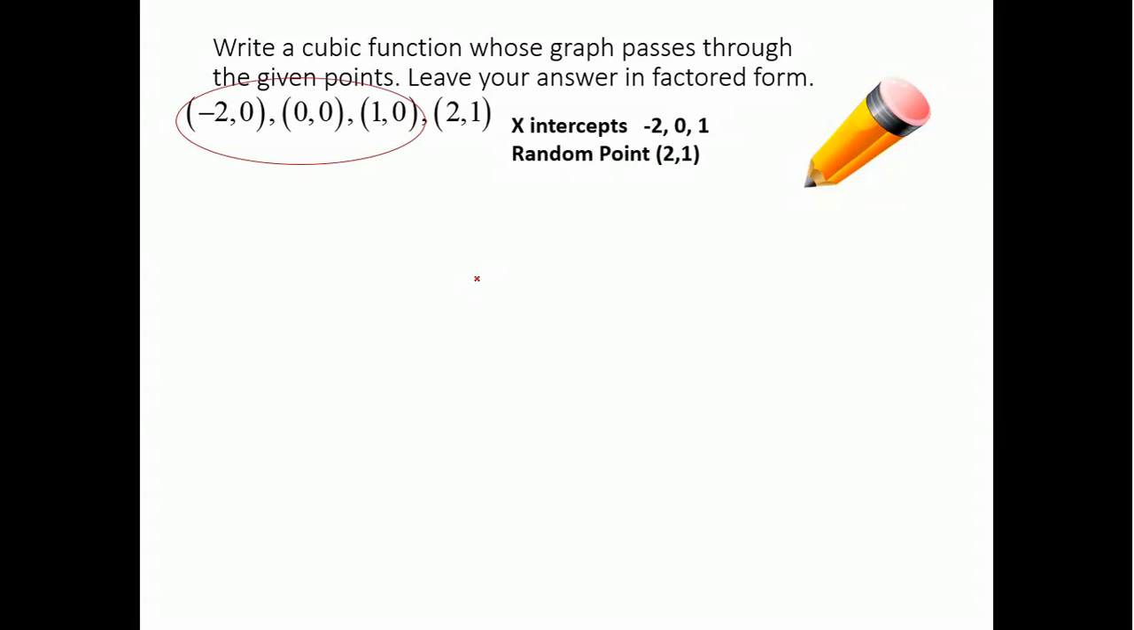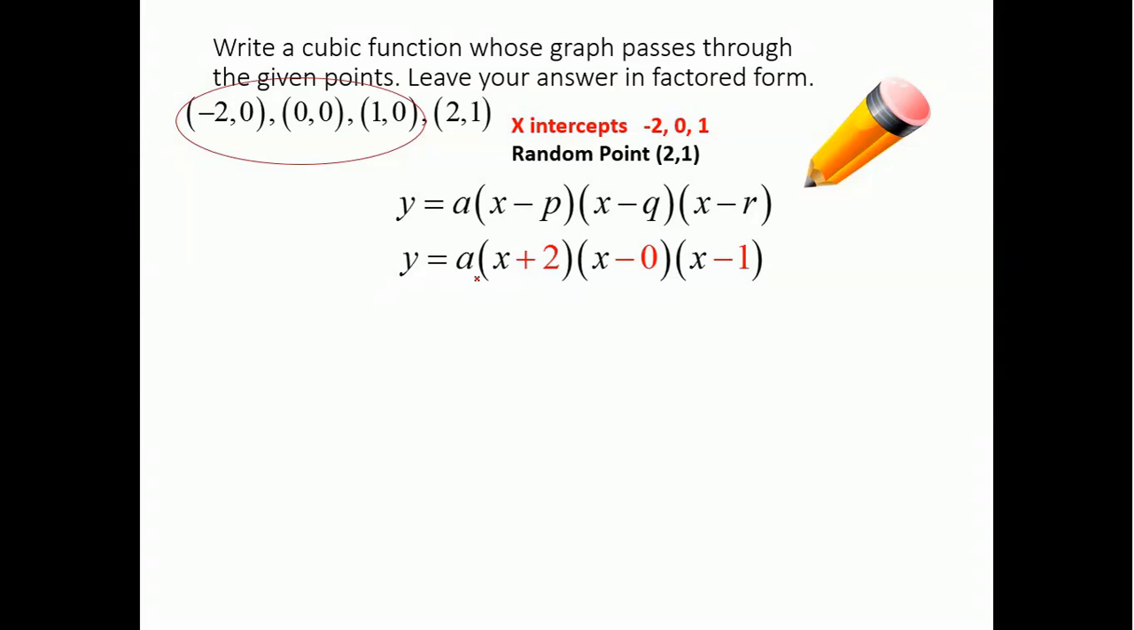So now let's go ahead and plug it into our formula. y equals a times x minus p times x minus q times x minus r. And remember, guys, it's going to be opposite. So instead of being x minus 2, it's going to be x plus 2, right? Then x minus 0, which is basically just x, but nevertheless, we need to have that minus 0 there. And then x minus 1.